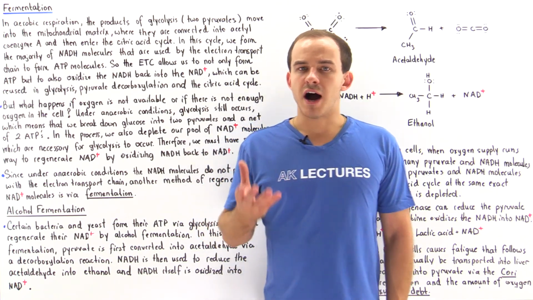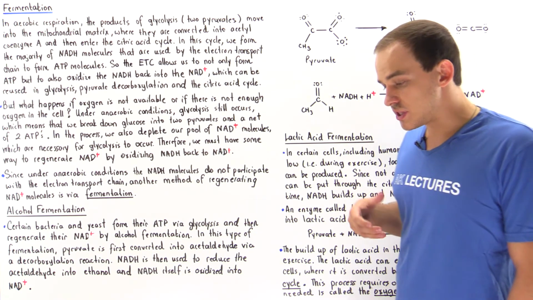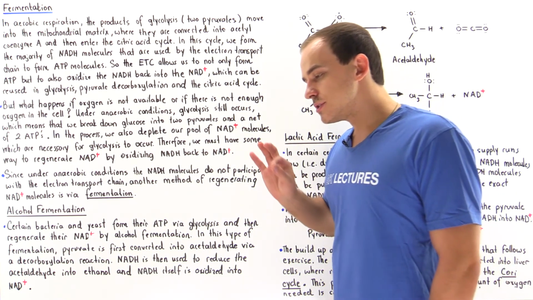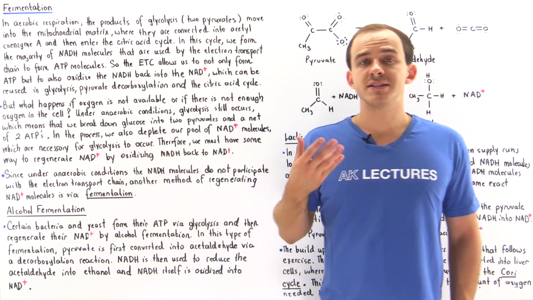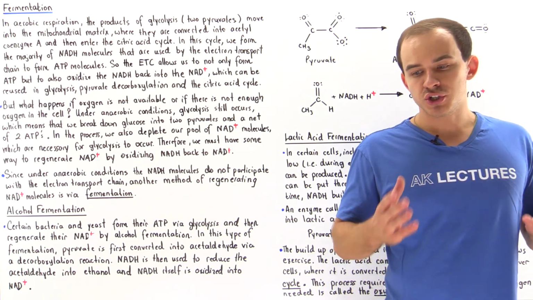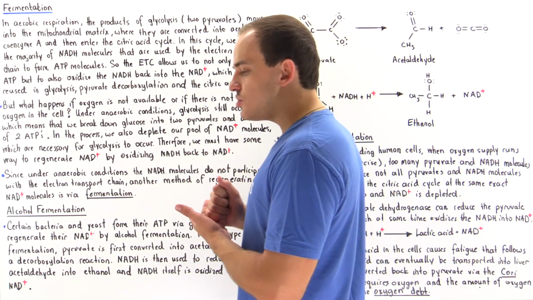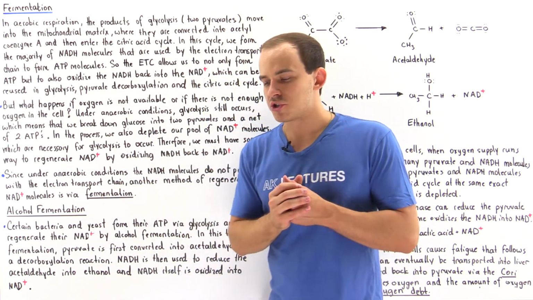In the presence of oxygen, the way that a cell produces ATP molecules that are used as the energy source in that cell is via certain types of processes that together are known as aerobic cellular respiration. And this includes glycolysis, pyruvate decarboxylation, the citric acid cycle, as well as the electron transport chain.